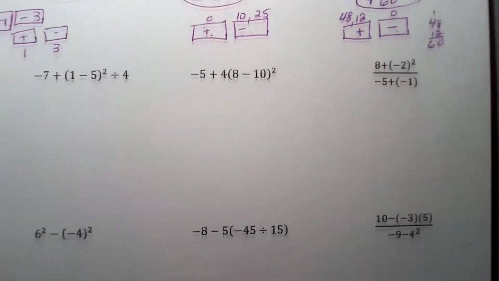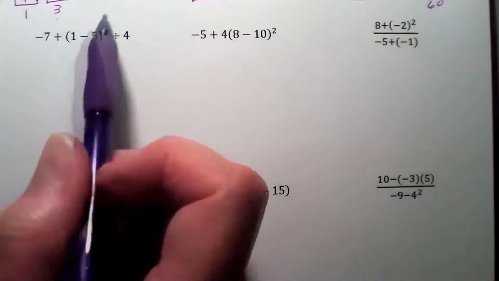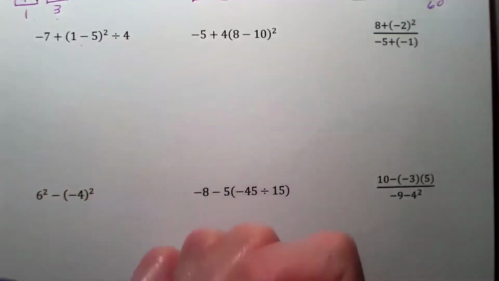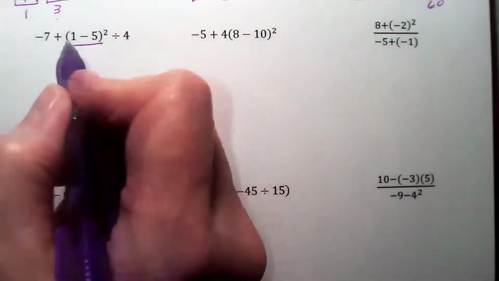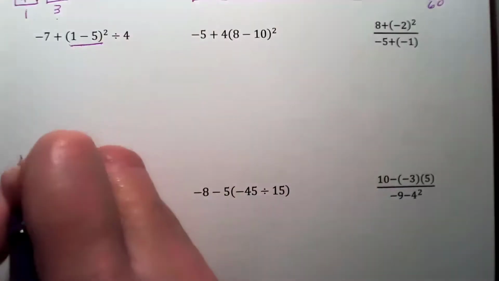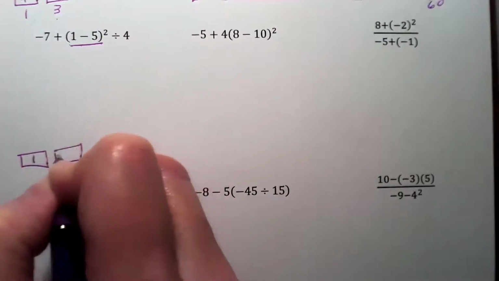Let's move on to a little bit more complicated ones. This one gets complicated because it has parentheses, it has an exponent, it has a little bit of everything. So first thing I'm going to do is parentheses. I'm going to do 1 minus 5. If I want to do my boxes, I have a positive 1 and a negative 5.